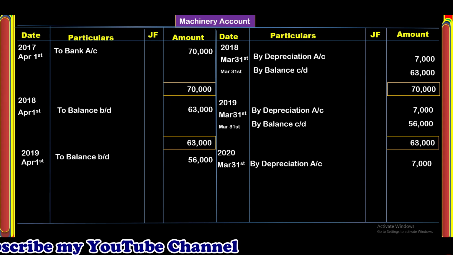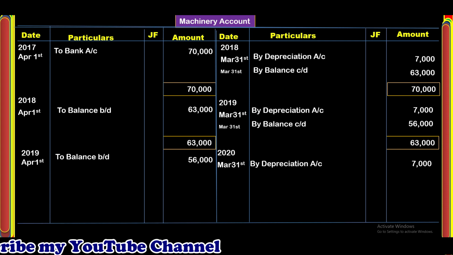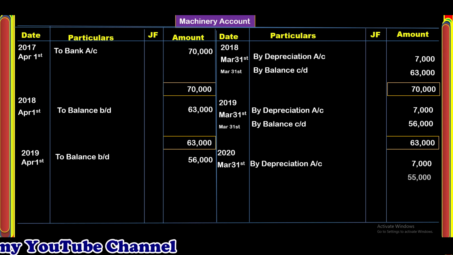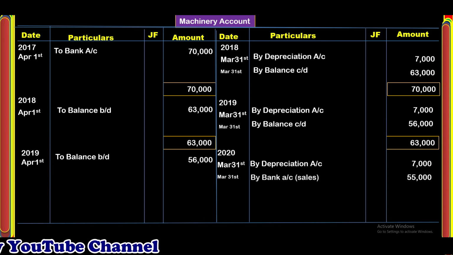When we sell the machine we should show it on the credit side of the machinery account. Here the journal entry is bank account debit to machinery account. So on the credit side March 31st we should show by bank, within brackets sales, amount is 55,000. In this particular machine we got 6,000 profit.